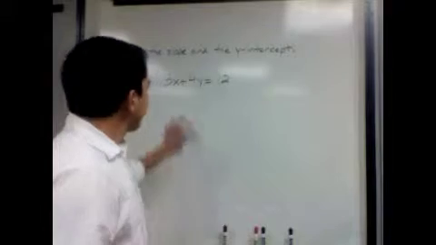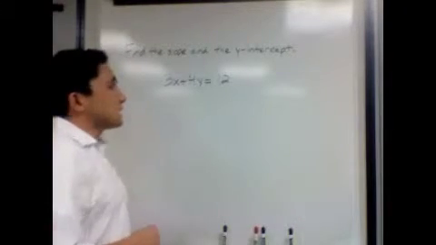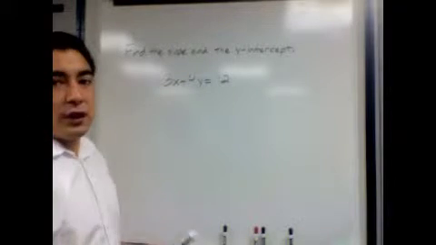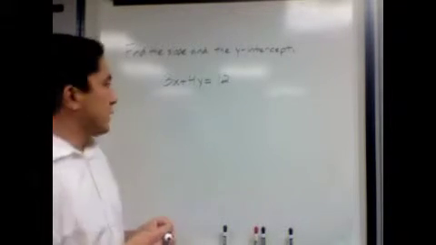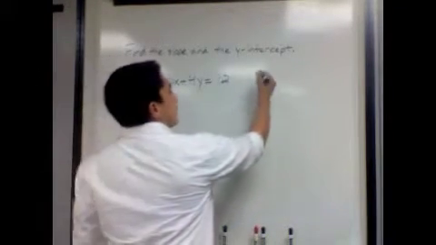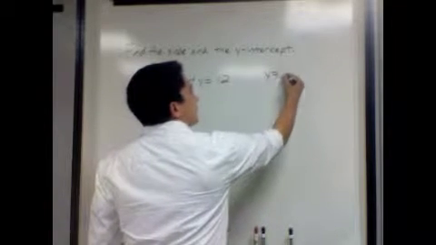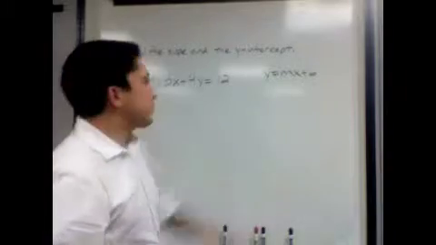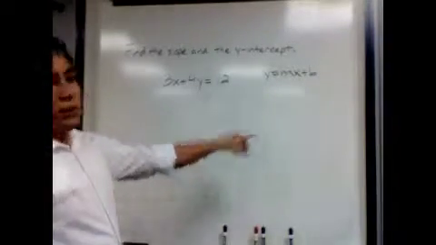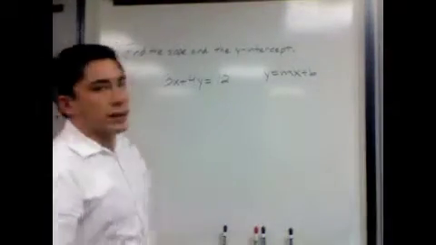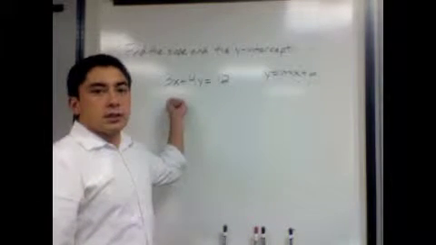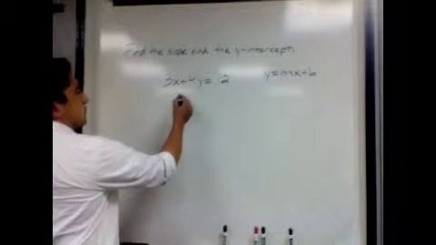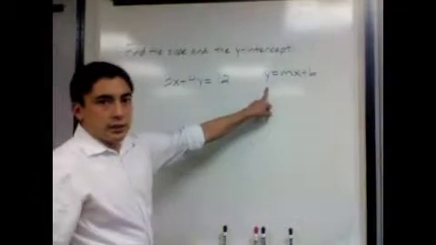So we're going to look at our first one here. It says find the slope and the y-intercept. Now, the way we find slope and y-intercept is if we can get it into slope-intercept form, which is y equals mx plus b. Again, slope-intercept form, then we could figure out what our slope and y-intercept are. This right here is called standard form.